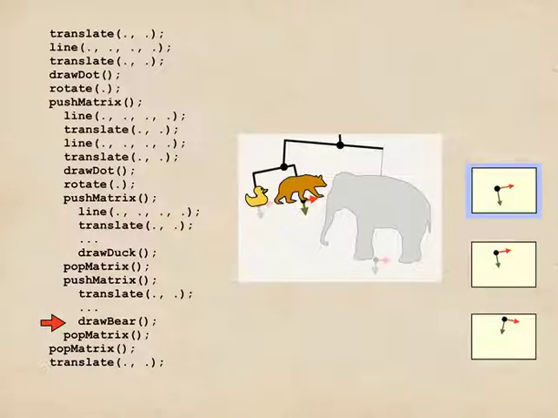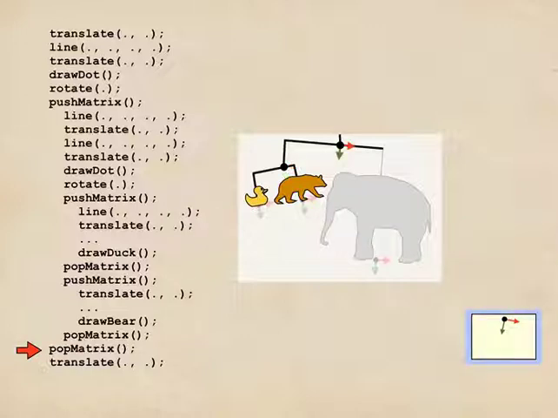Now I want to go back to my first save point. So I pop the matrix, that throws away the top one, and I go back to the top of the first subassembly, and now I pop again. That throws away that version, and we go all the way back to the top of the mobile. Now I translate to the right, and I continue on to draw the elephant, and I'm done with the picture.